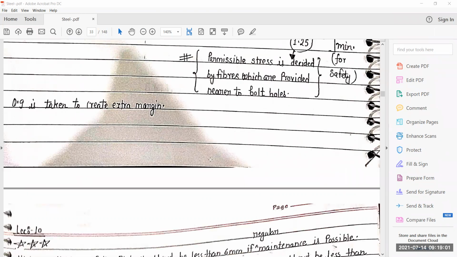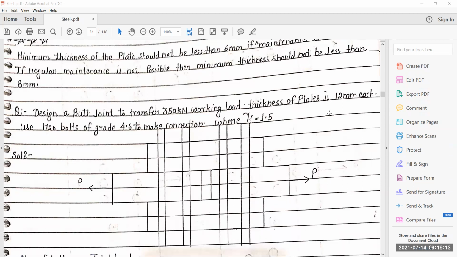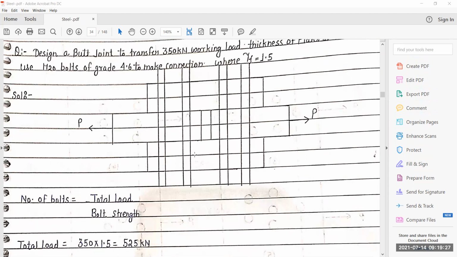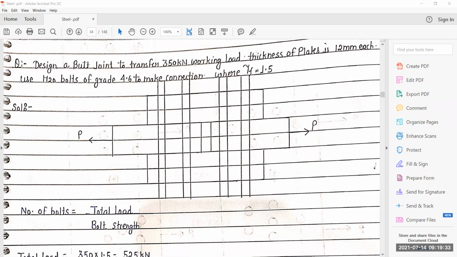The minimum thickness of the plate should not be less than 6 mm if regular maintenance is possible. If maintenance is not possible, then the minimum thickness should not be less than 8 mm. Now the question: a butt joint is designed to transfer 350 kN working load, with plate thickness 12 mm each. Use 20 mm bolts of grade 4.6 to make the connection, where gamma is equal to 1.5. This plate is connected to the butt joint, with two members.